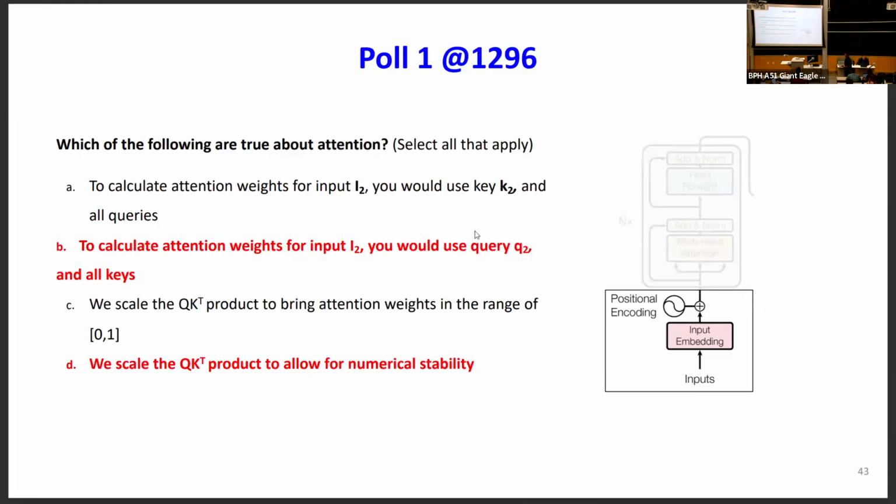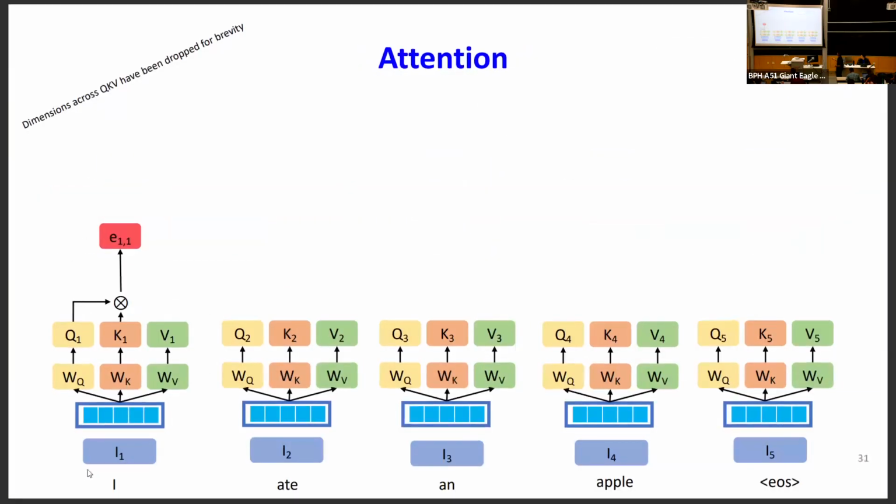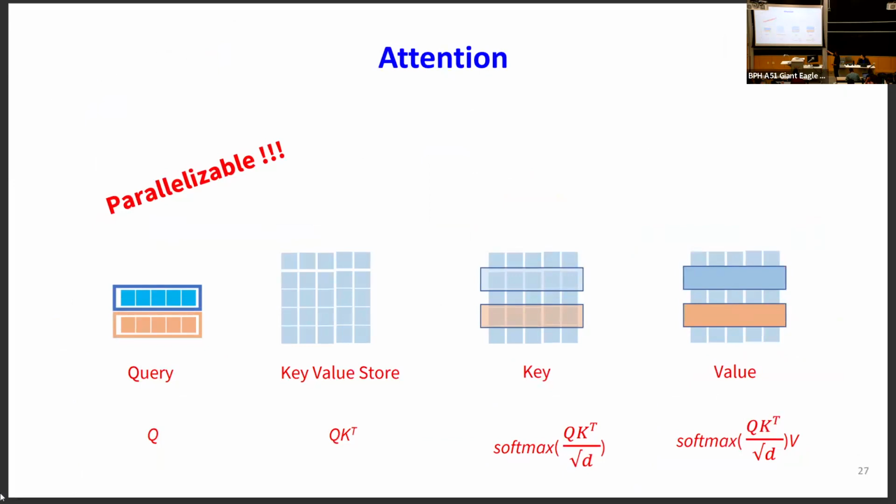Yeah, pretty good. So yeah, to calculate the attention weights for I2, you'll use just the query I2 or query Q2, but you'll use all the keys that are available. And you scale the QK^T. I think I missed this in the lecture just back, but the term that you see here is the division of the QK^T product by root D. There's no particular explanation for it, but a general consensus of sorts is that it is done to provide numerical stability because you're summing a lot of inputs and you don't want them to explode.